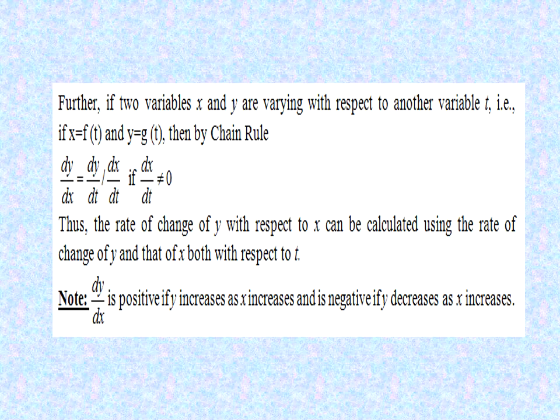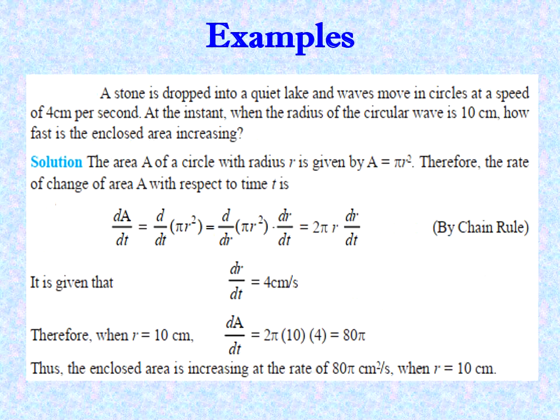Consider an example. A stone is dropped into a quiet lake and waves move in a circle at a speed of 4 cm per second. At that instant, when the radius of the circular wave is 10 cm, how fast is the enclosed area increasing? Now how to solve this?